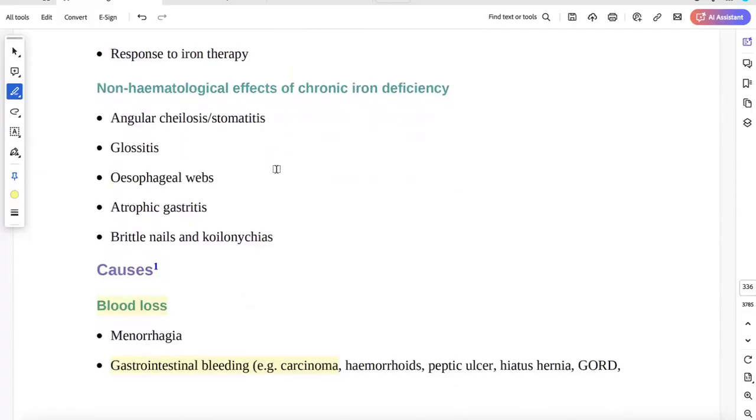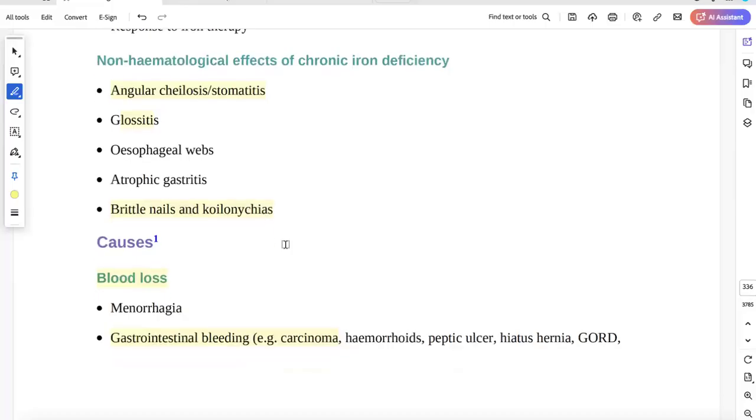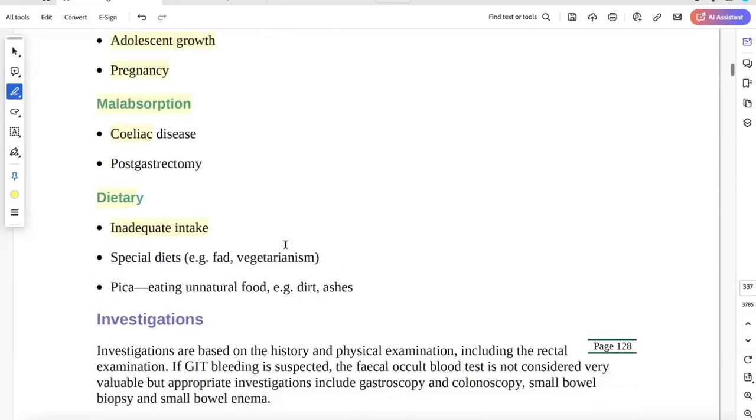In this kind of patient, when they are iron deficient, you can get some other findings like angular cheilosis, glossitis, and even sometimes koilonychia, where you get a spoon-shaped nail. So these are some of the other findings of iron deficiency.